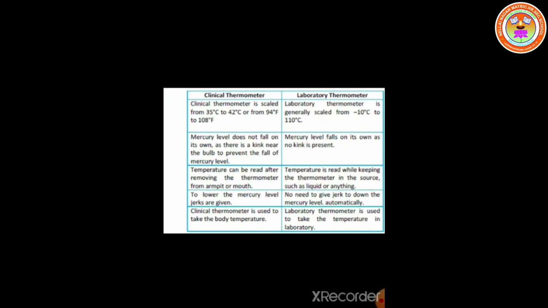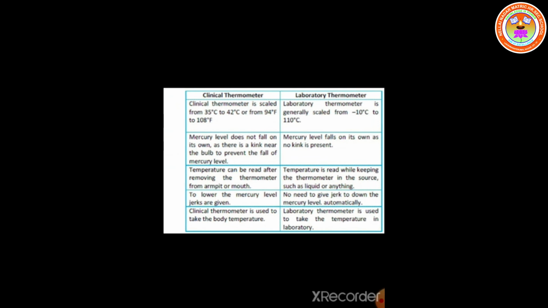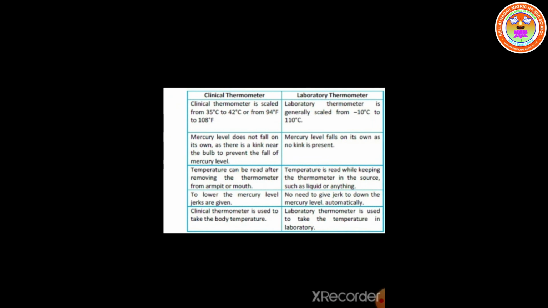What are the differences between a clinical and a laboratory thermometer? Clinical thermometer is scaled from 35 degrees Celsius to 42 degrees Celsius, or in terms of Fahrenheit, 94 degrees F to 108 degrees F. But in the laboratory thermometer, the range is from minus 10 degrees Celsius to 110 degrees Celsius. Mercury level does not fall on its own, as there is a kink near the bulb to prevent the fall of mercury level. But here, mercury level falls on its own, as there is no kink present.